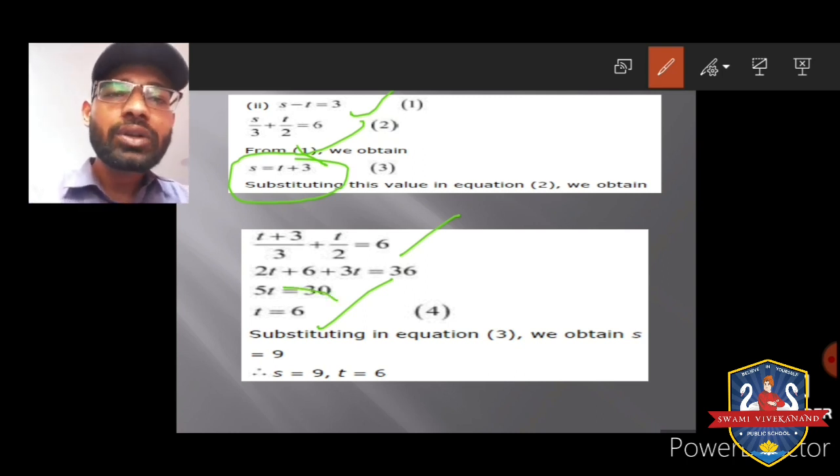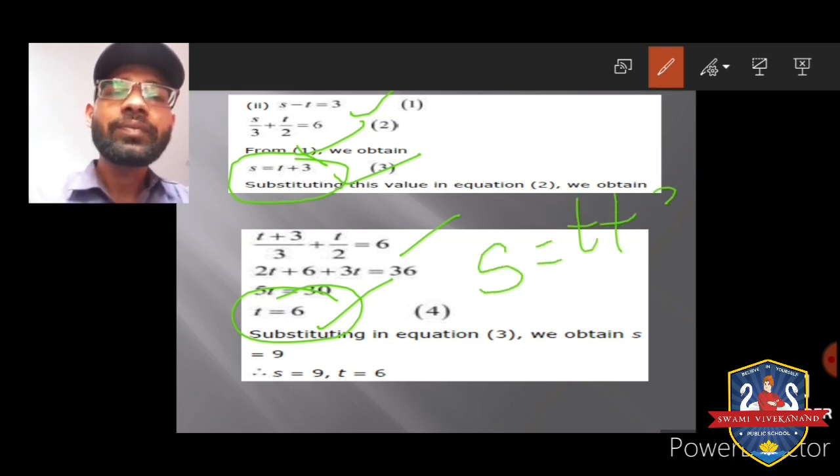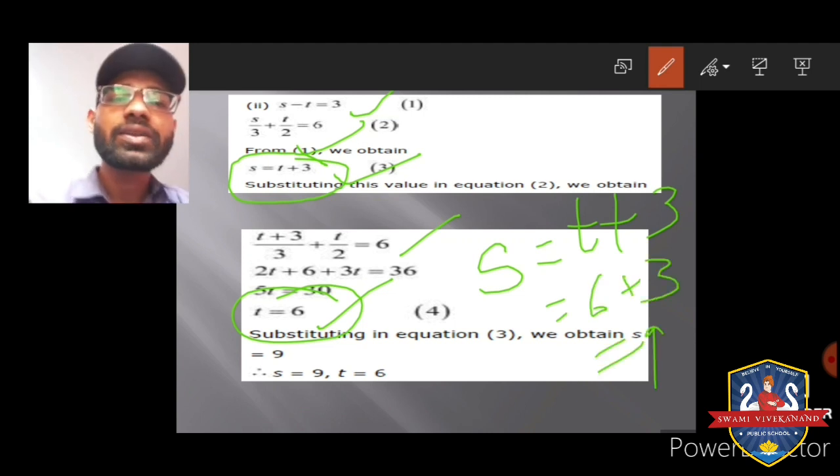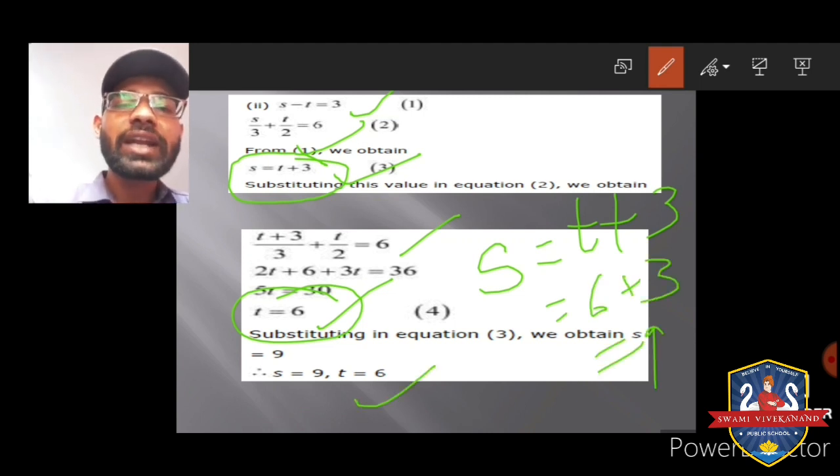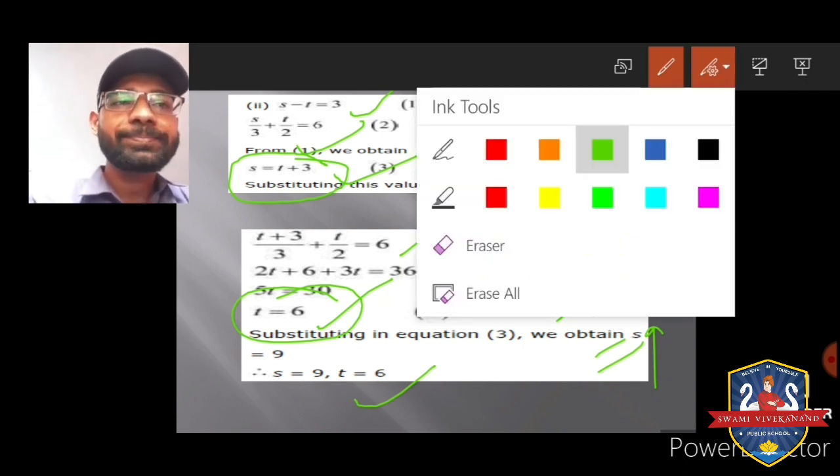Okay. Now substitute the value of t in this equation. What do we get? s is equal to t plus 3, s is equal to 6 plus 3, s is equal to 9. So we get s is equal to 9 and t is equal to 6.